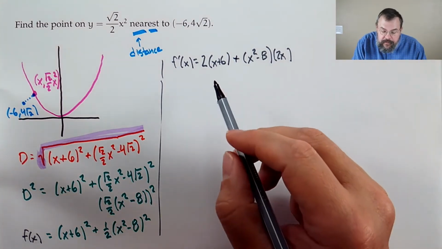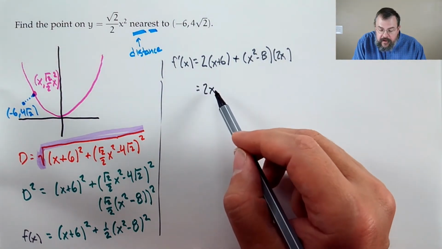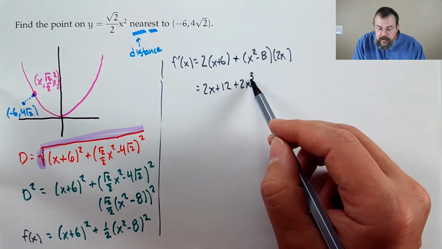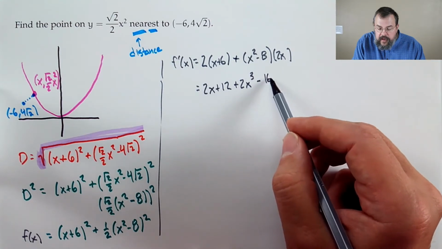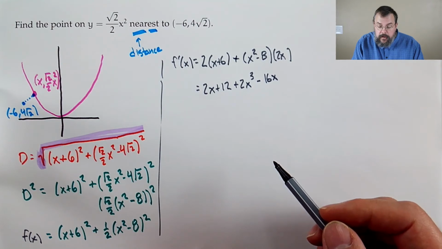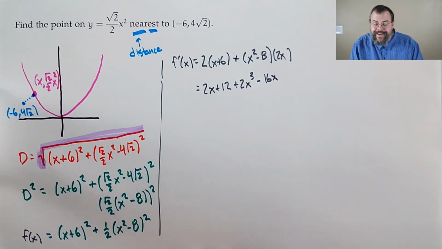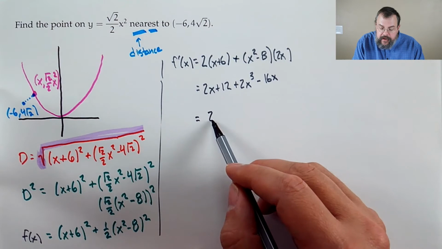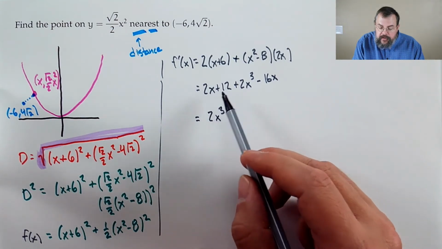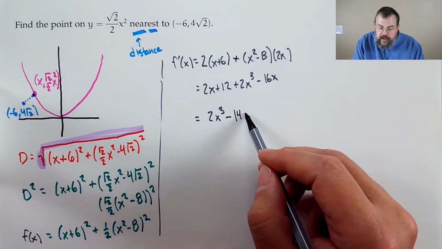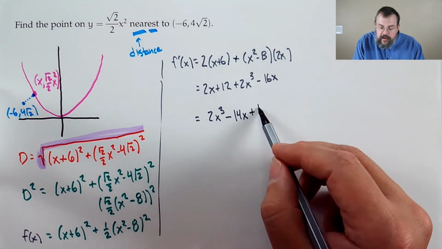So, clean this up. That would be 2x plus 12 plus 2x cubed minus 16x. Well, I mean, it is what it is, right? Okay. Let's see if we can rearrange this a little bit. We have 2x cubed, and 2x minus 16x would give us minus 14x, and then a plus 12.